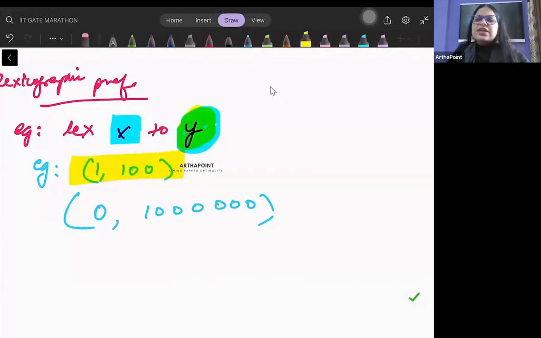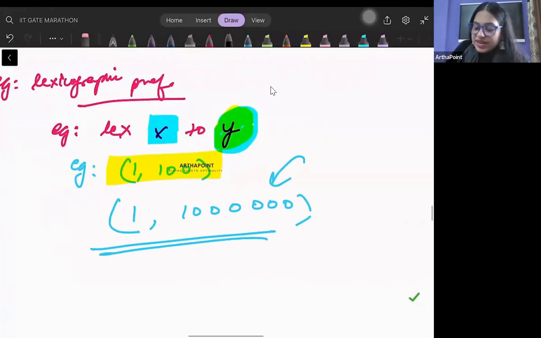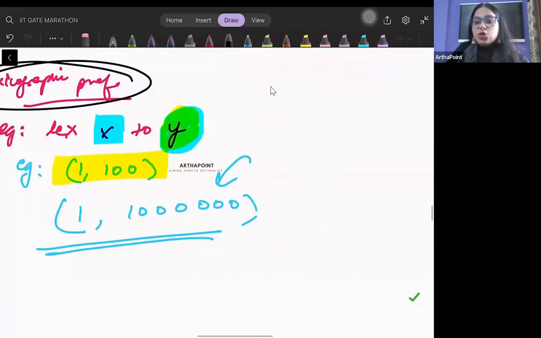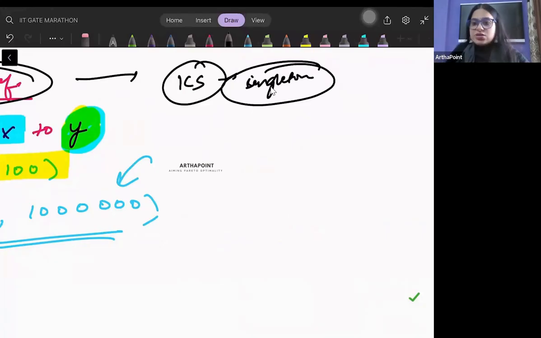I am not concerned with how much y, but I want to prefer that bundle which has more of x. If both bundles have the same amount of x, then I can go for the bundle which has more of y. But otherwise, I will always go for the bundle which has more of x. Now, in lexicographic preferences, we know that the ICs are just singleton. Singleton means they are just points. So each point represents a different IC. Each one has a different preference.